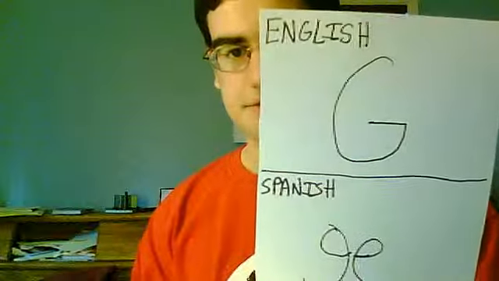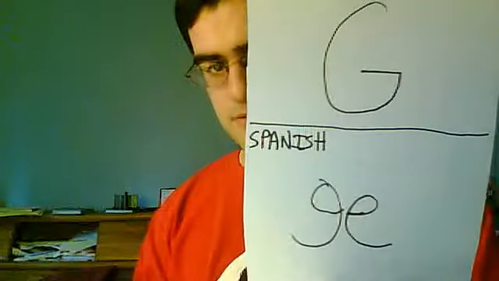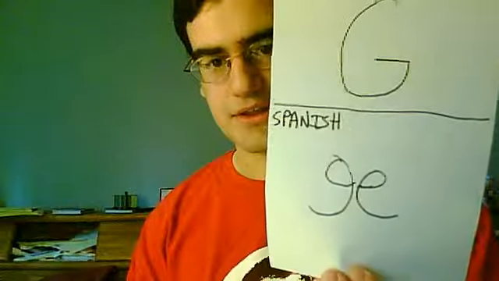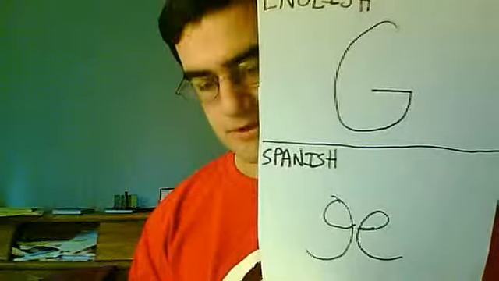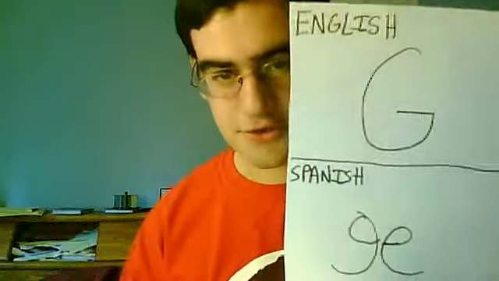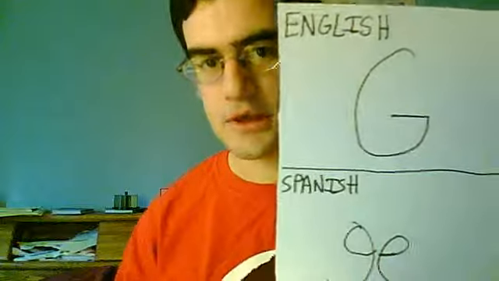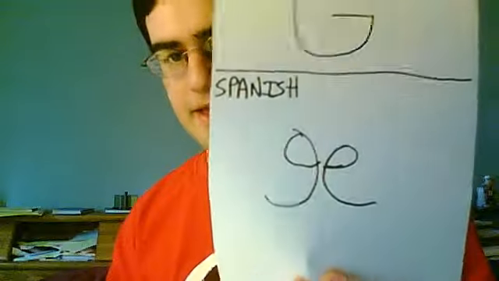Next is G, which is "hay." Now, something to remember about the G is it's pronounced like an H, basically. There are actually two letters in the Spanish alphabet that are like that. I'll tell you the second one when I get to it. And if you already know Spanish, you probably already know which letter it is. So this is G, it's pronounced "hay."